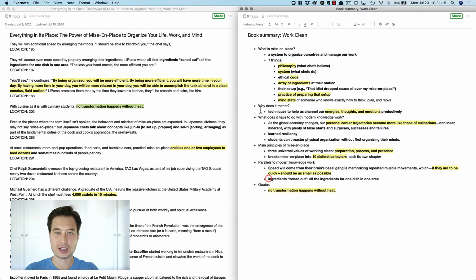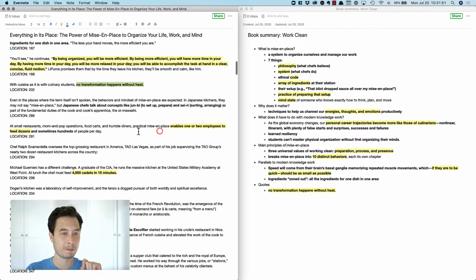So this is interesting because so far it's looked like the sections that I'm going to be writing about are kind of in order. What, why, what does it have to do with modern knowledge work? But it doesn't have to be only sections. These ones down here are more like categories. They're categories of main principles, parallels, quotes, right? So there's a mix here. Some of them are like supporting points under a question. Some are examples of ideas that fit within a category, and that's perfectly fine. Again, the whole point is to keep moving, keep making progress, maintain your momentum.